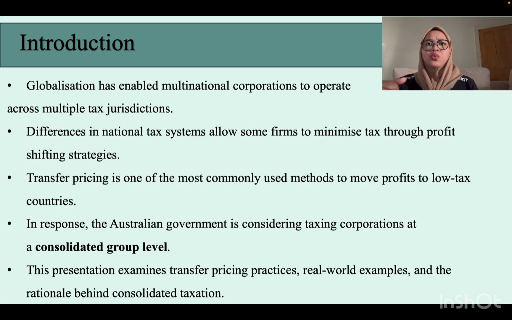Also, transfer pricing is one of the most commonly used methods to move profits to low tax countries. About transfer pricing, my teammates will explain further in the next slide. Under this approach, profits would be assessed based on the economic activity of the entire corporate group rather than individual entities. So this method aims to limit profit shifting, improve tax transparency, and ensure corporations pay a fair share of tax in Australia.